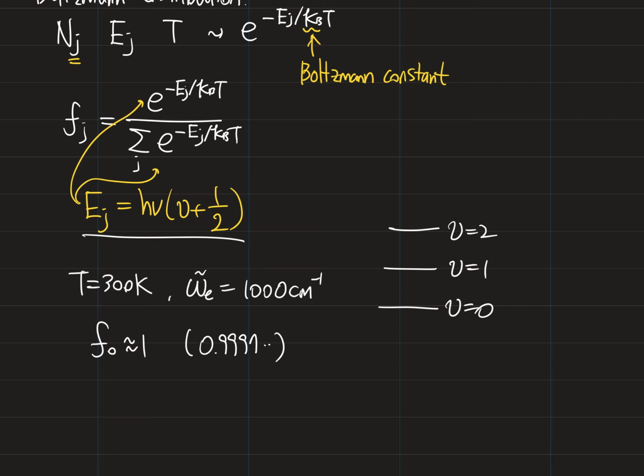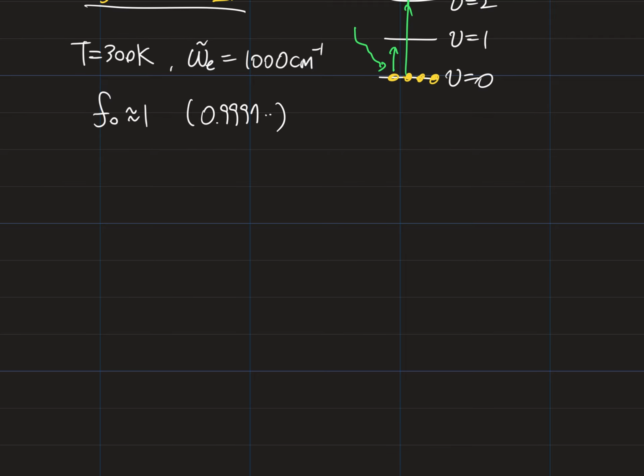So all the molecules occupy the vibrational ground state here. So when you shine the light, then you will observe only the transition from the ground state. Okay. And the one last thing I want to discuss is the dissociation energy.